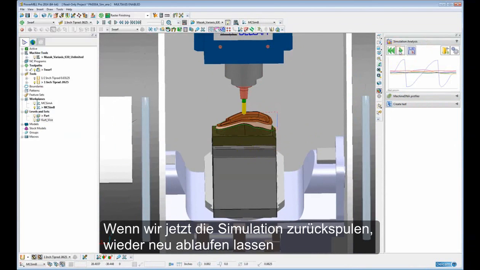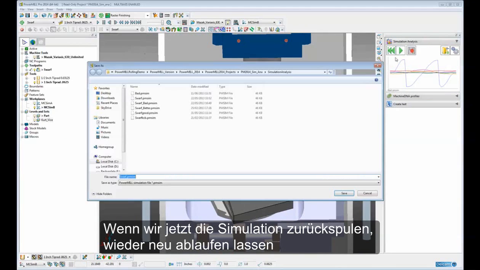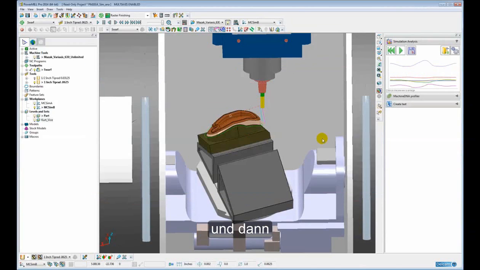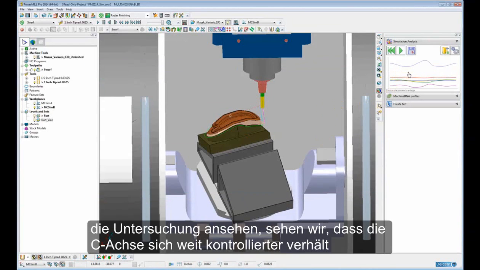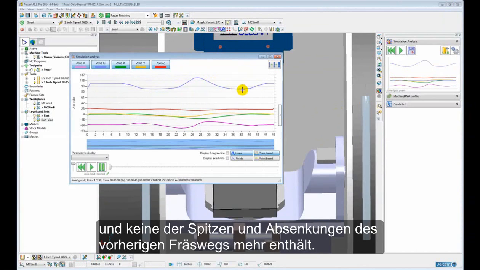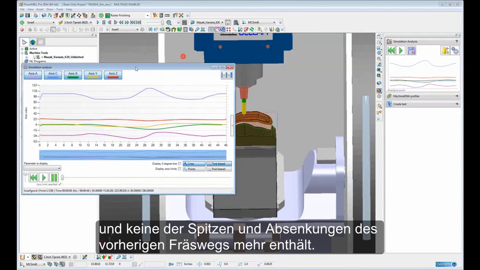and replay the simulation and then save the simulation again, and then view the analysis, we can see now that the C-axis is far more controlled and has none of the peaks and troughs that we had in the previous toolpath.